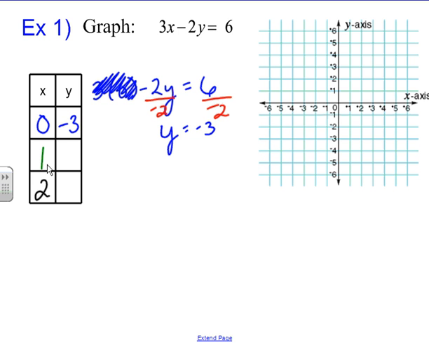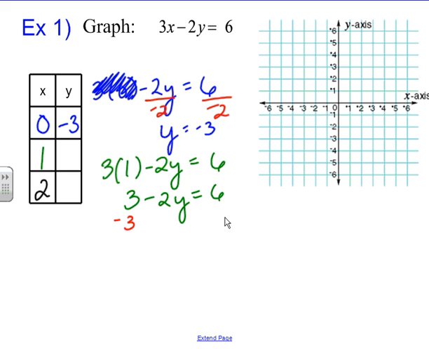Alright, now this time I'm going to try it with a 1. So I'm going to put a 1 in there. 3 times 1 minus 2y equals 6. And I'm going to do the math. 3 times 1 is 3. Write it out. Now I'm going to start solving for the y. So I'm going to subtract 3 from both sides. 6 minus 3 is 3. And I'm going to divide both sides by negative 2. And I get negative 3 halves.